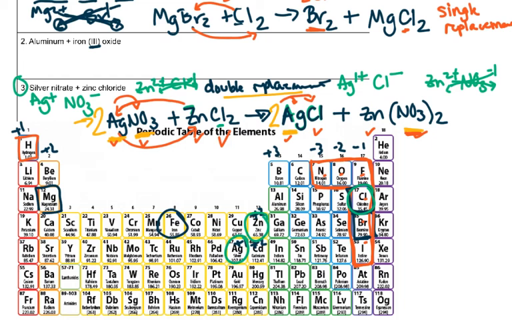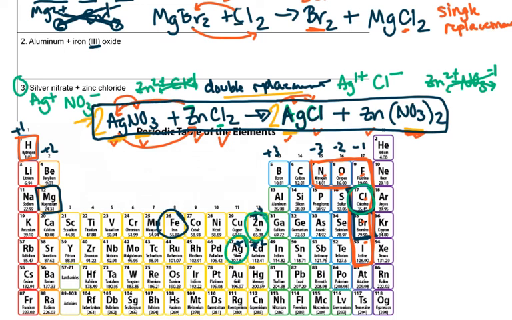So that's all balanced. 2 silvers, 2 silvers, 2 nitrates, 2 nitrates, 1 zinc, 1 zinc, 2 chlorines, 2 chlorines. So this here is my balanced chemical equation, and it is a double replacement equation.